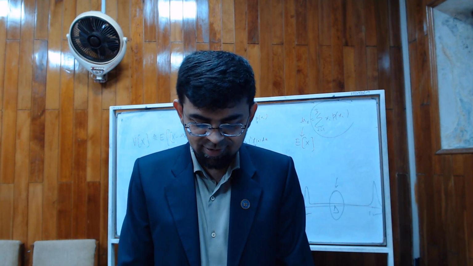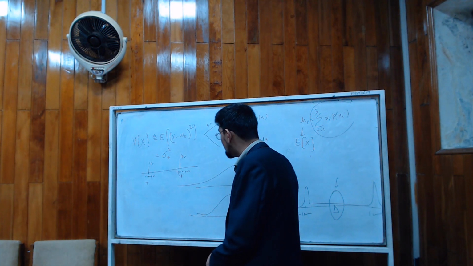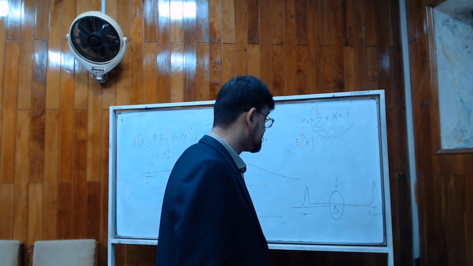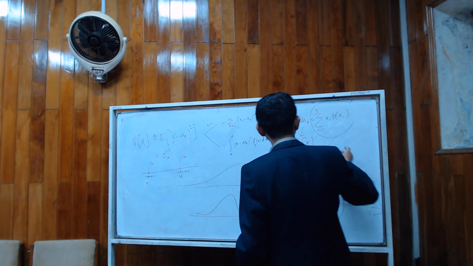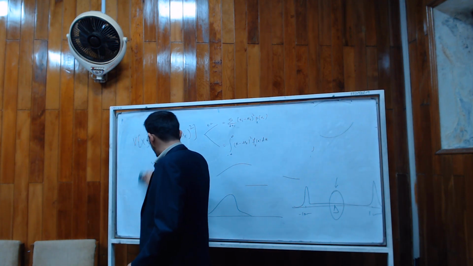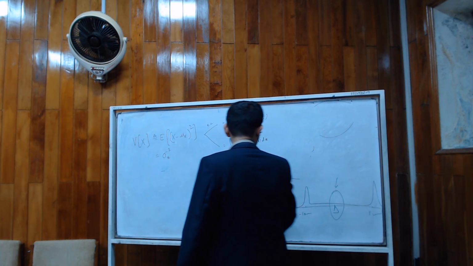So what's your answer? Zero. Yes, so variance of a constant is zero. Can you show it from the formula? Can you try it out?